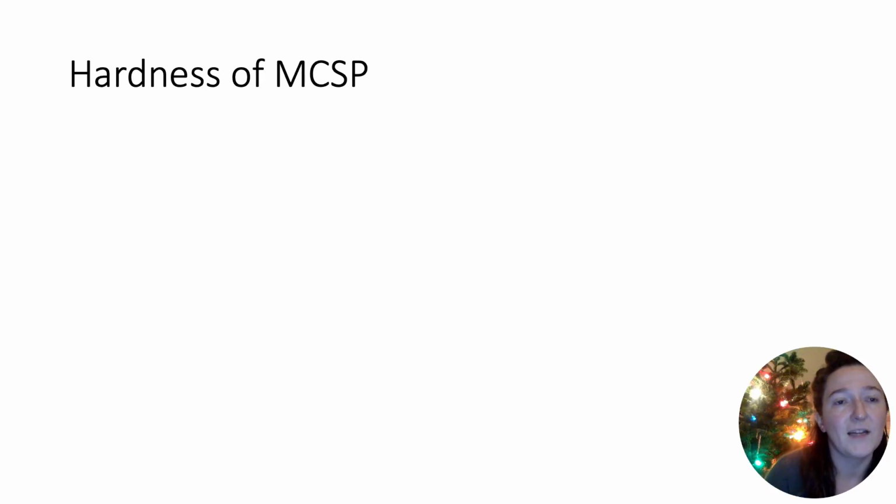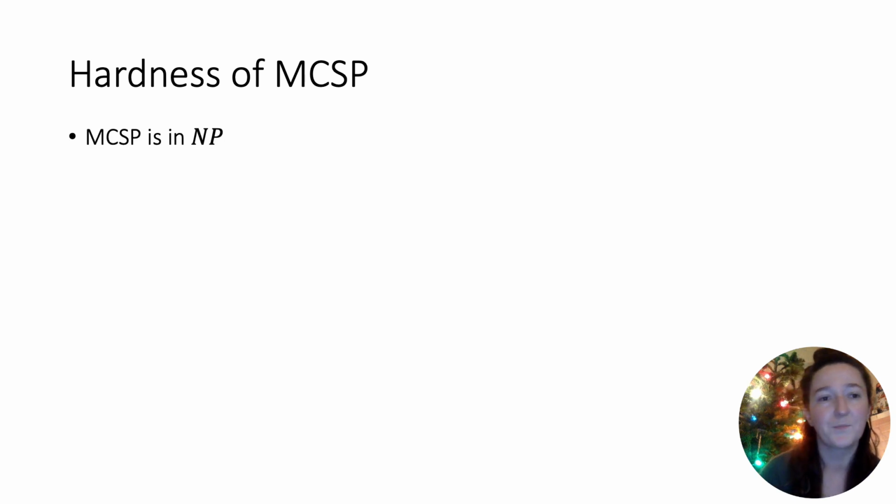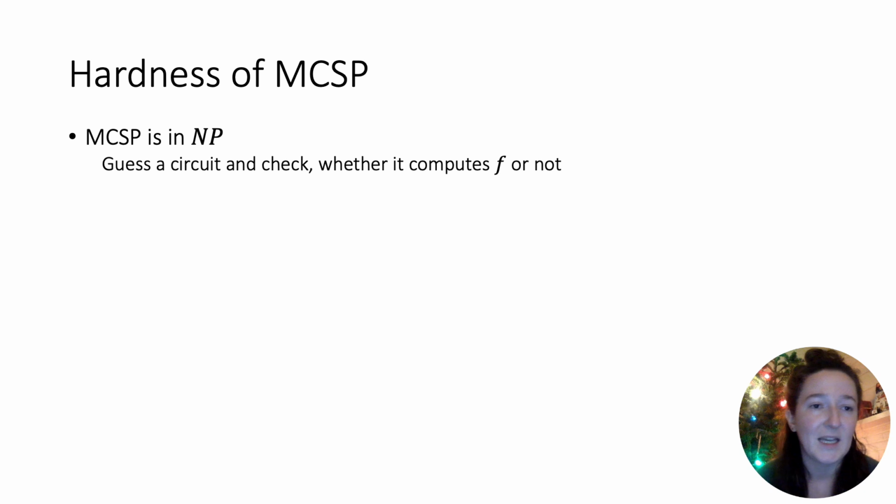So why is it important to study MCSP and what do we know about it? We know that MCSP is in NP, and to see that you can just guess a circuit and check whether this circuit computes function f or not. And since the input is a whole truth table of the Boolean function, we can easily do that in NP.